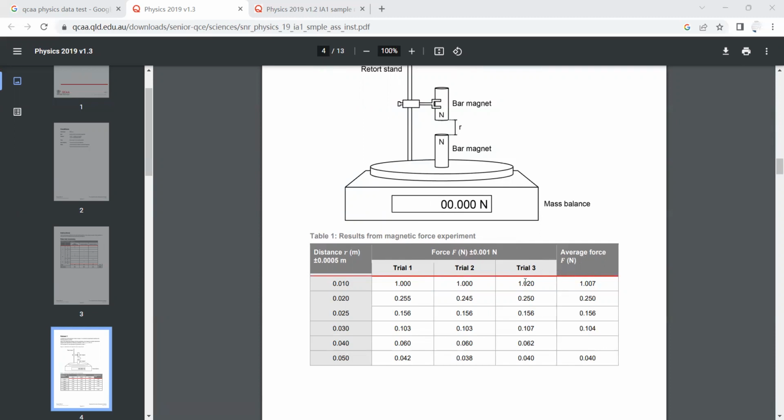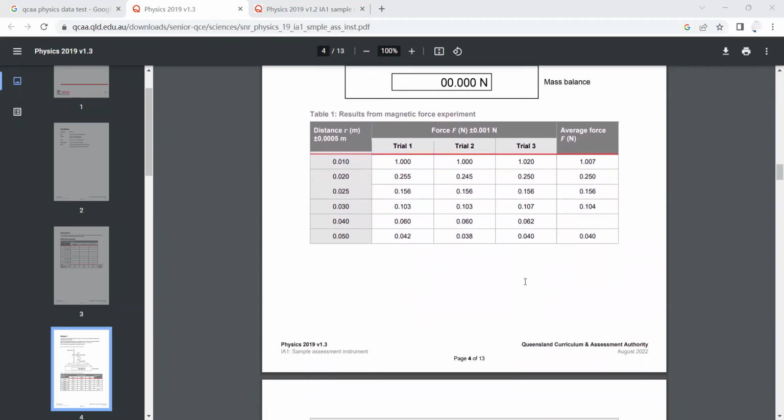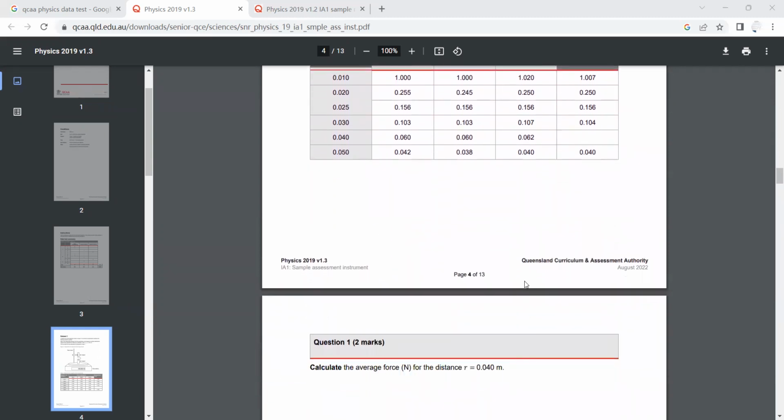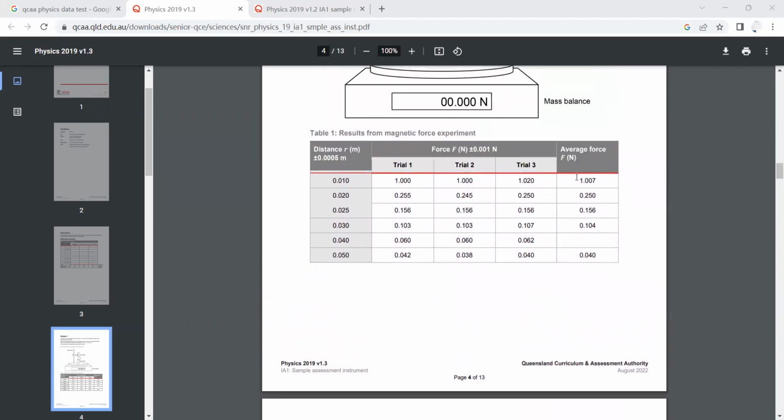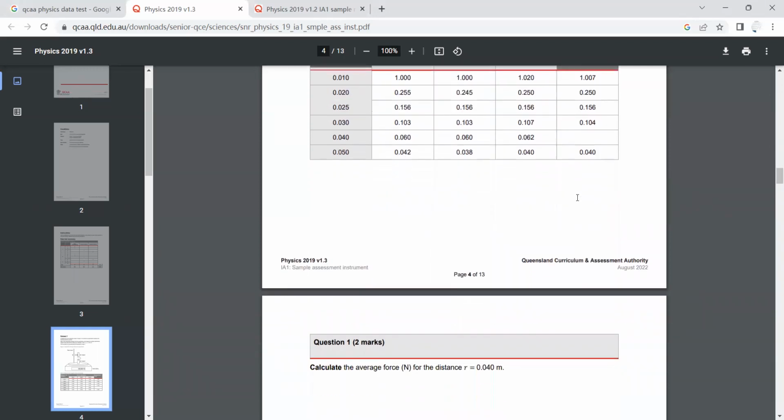Now let's look at the questions. How they obtain this force probably doesn't matter. It's not a task for our data test. The goal of the data test is to answer the questions, and we will be marked by the way that we answer these questions. The first question: calculate the average force in N for the distance r equals 0.4 meter. We can have a look here. When r equals 0.4, the average force is not given. So for this first question, we are asked to find out what the average force is there.